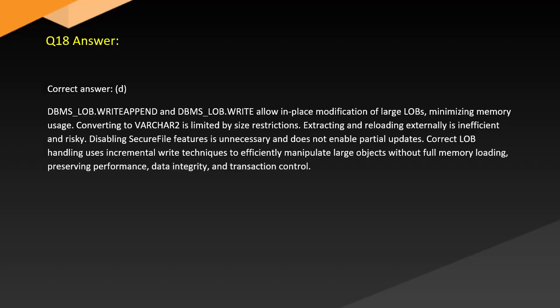Answer. Correct answer: DBMS_LOB.WRITEAPPEND and DBMS_LOB.WRITE allow in-place modification of large LOBs, minimizing memory usage. Converting to VARCHAR is limited by size restrictions. Extracting and reloading externally is inefficient and risky. Disabling SecureFile features is unnecessary and does not enable partial updates. Correct LOB handling uses incremental write techniques to efficiently manipulate large objects without full memory loading, preserving performance, data integrity, and transaction control.